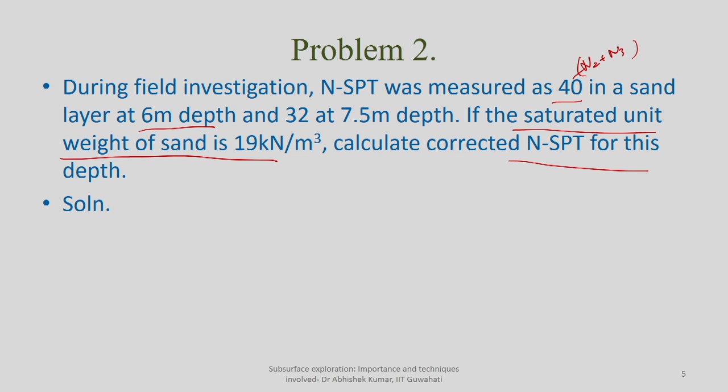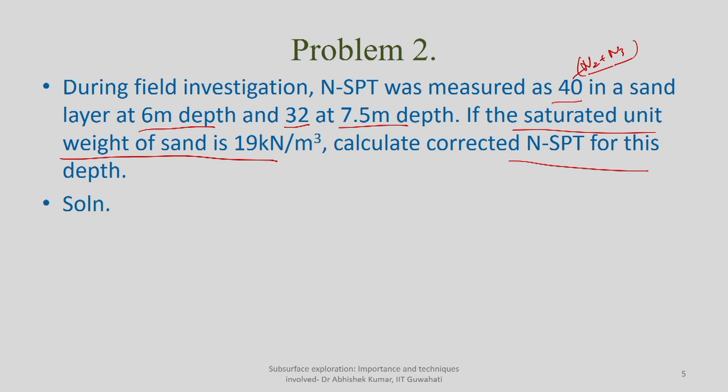Similarly, same test. So, after 6 meter you remove your sampler, you start again, go for boring or drilling depending upon what kind of medium is available between 6 meter and 7.5 meter. You reach 7.5 meter, then you replace your boring arrangement with your SPT sampler and start again counting the number of blows just like this for the second and third 150 mm penetration, and it was found like 32 is the NSPT value.